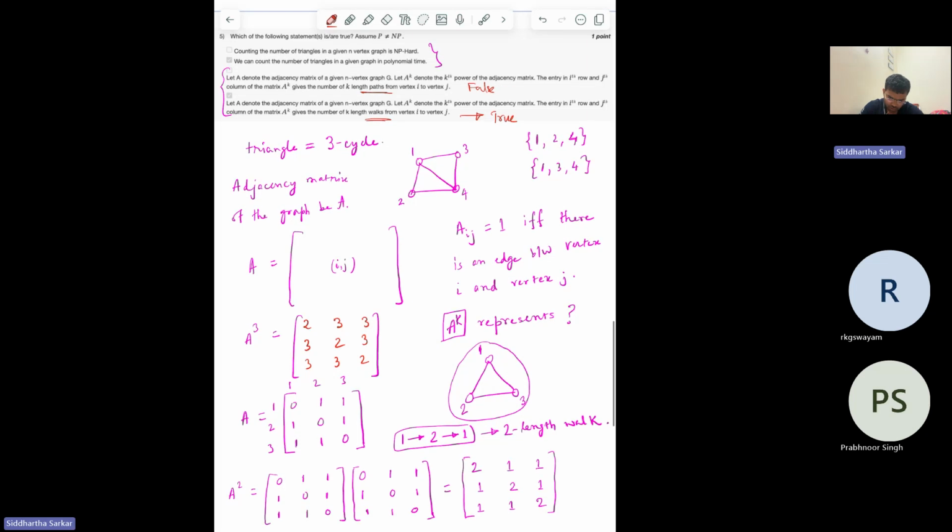Correct. So now looking at this A cube matrix, can we answer how many triangles there are in this graph? Can you write the vertex numbers here along the row side and the column side? So I can reach vertex 1 from itself in two different ways with a path length of 3. What does it mean? This is one way, and 1, 3, 2 could be my other way.